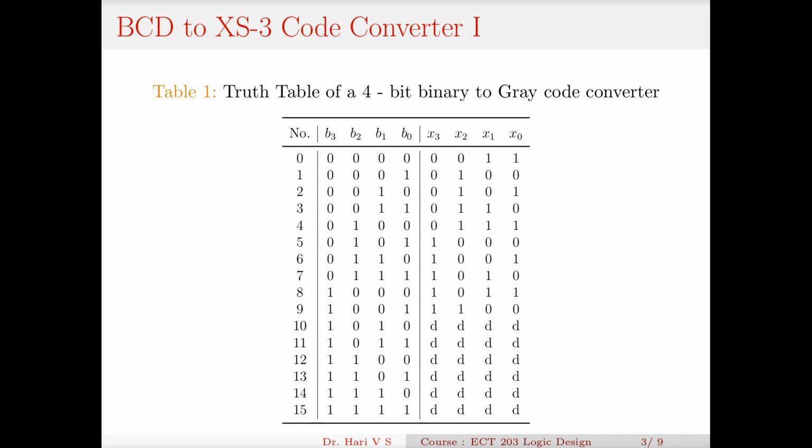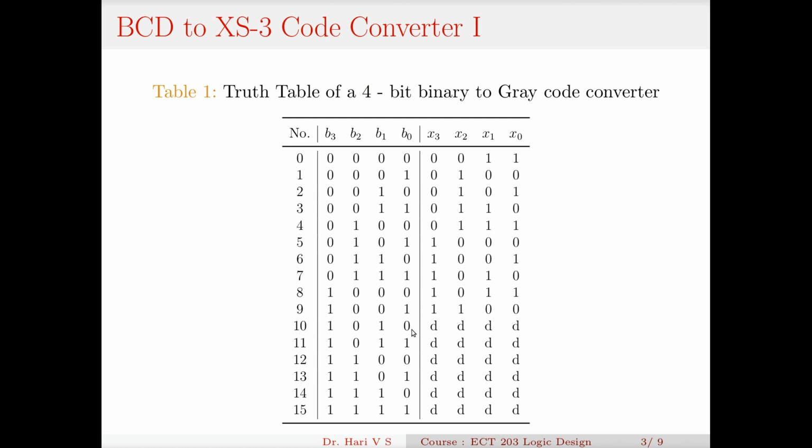Now this is a truth table of a 4-bit BCD to XS3 code converter. These are the BCD patterns from 0000 to 1001, and corresponding to 0000 we have the pattern 0011, and corresponding to 0001 we have 0100. That way 3 is added every time, and when it comes to 1001, the output is 1100.